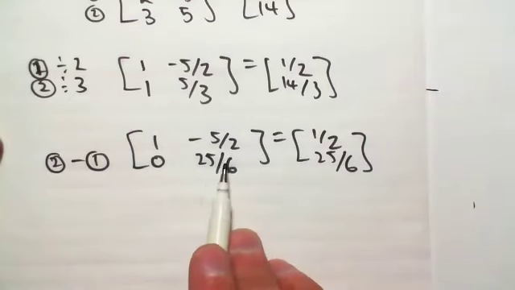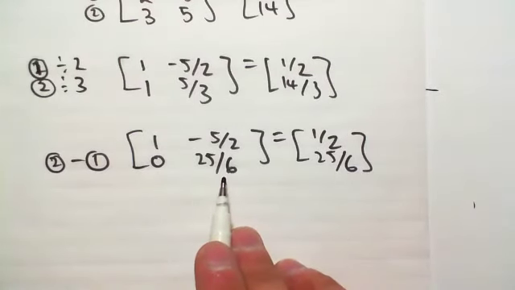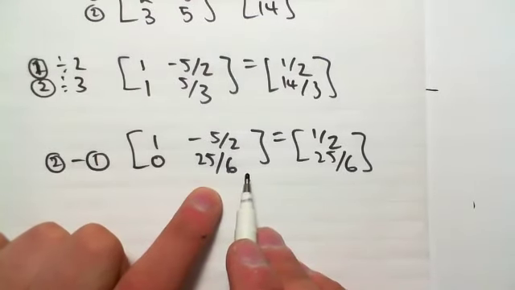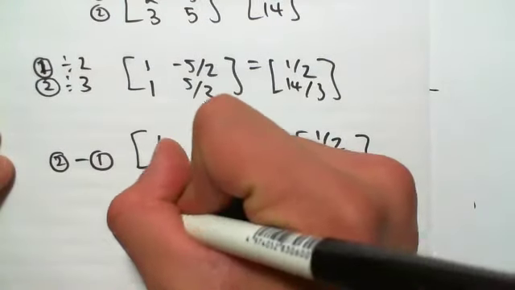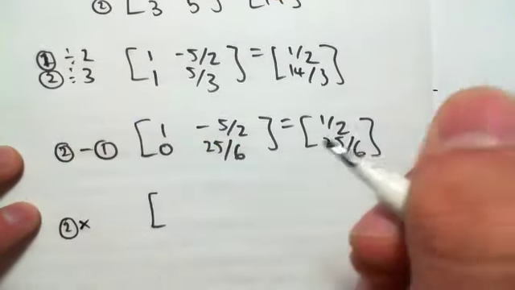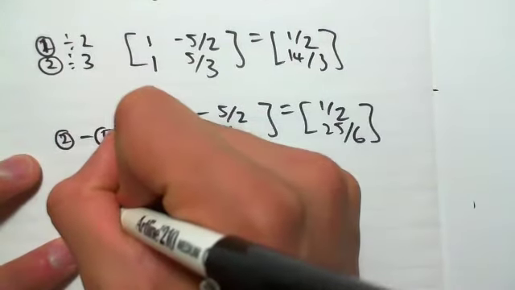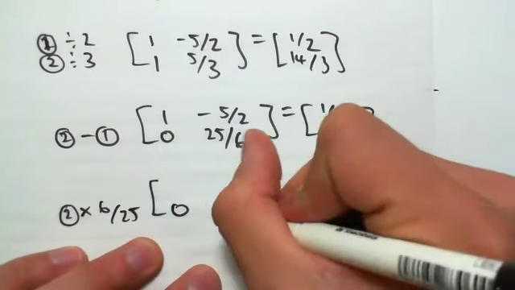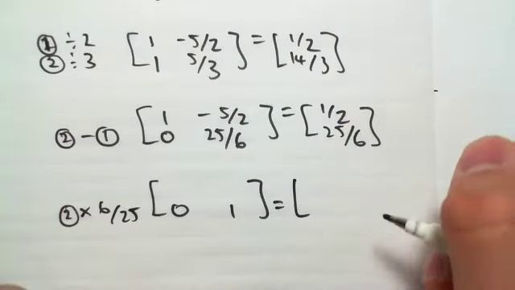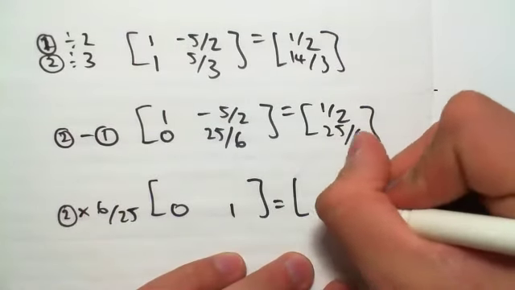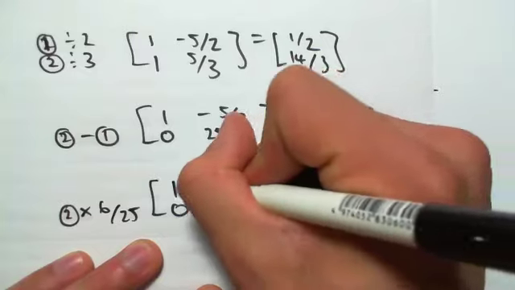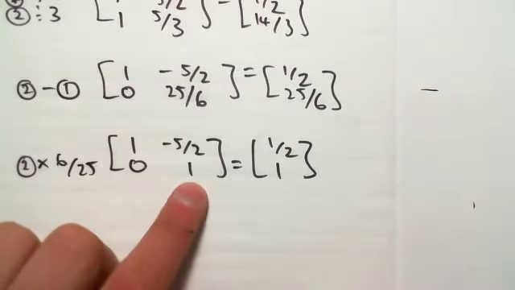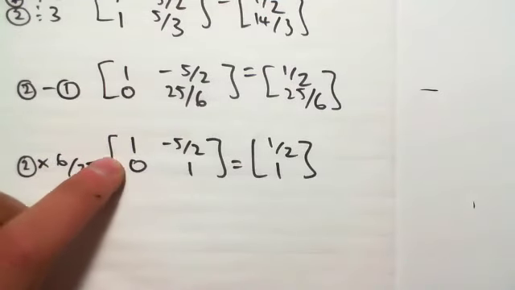So we want to make this value a 1 here, which means we need to multiply row 2 by the opposite of this, by 6 on 5, because 25 on 6 by 6 on 5 is 1. So we need to multiply row 2 by 6 on 25. And if we did that, it would be 0, 1, equaling 25 on 6 by 6 on 25 is also 1. And row 1 is staying unchanged. So there we have it. And now we want to get to a situation where we have 1, 0, 0, 1.